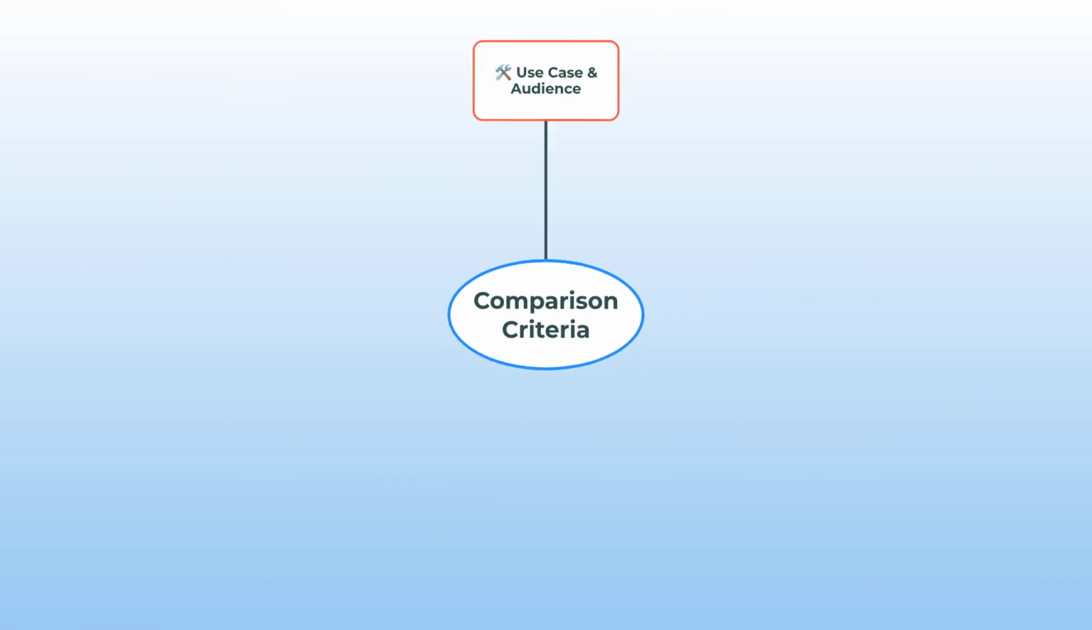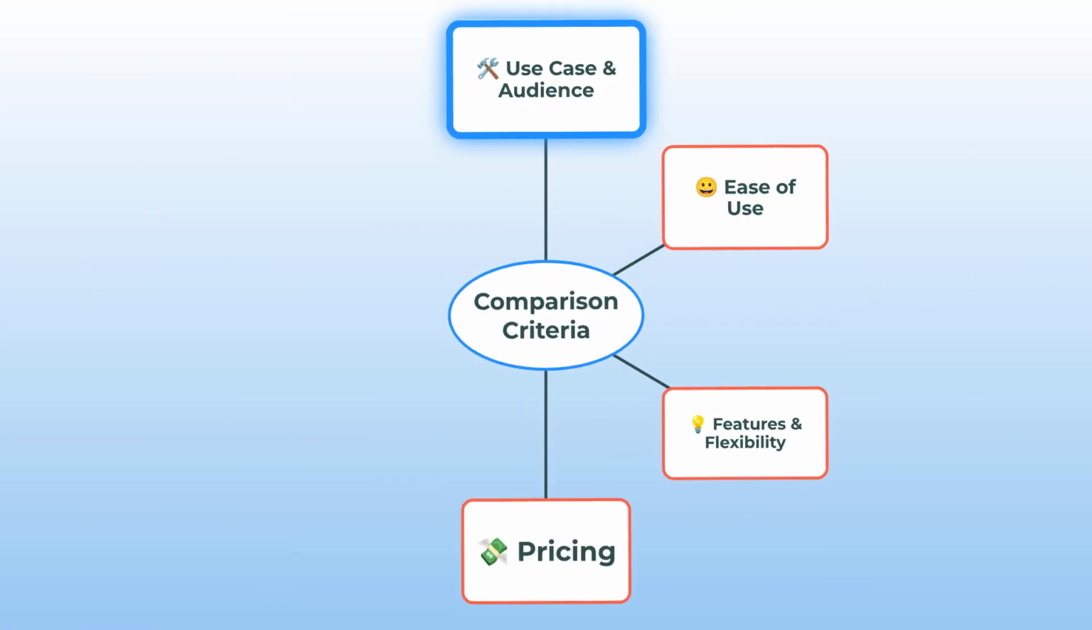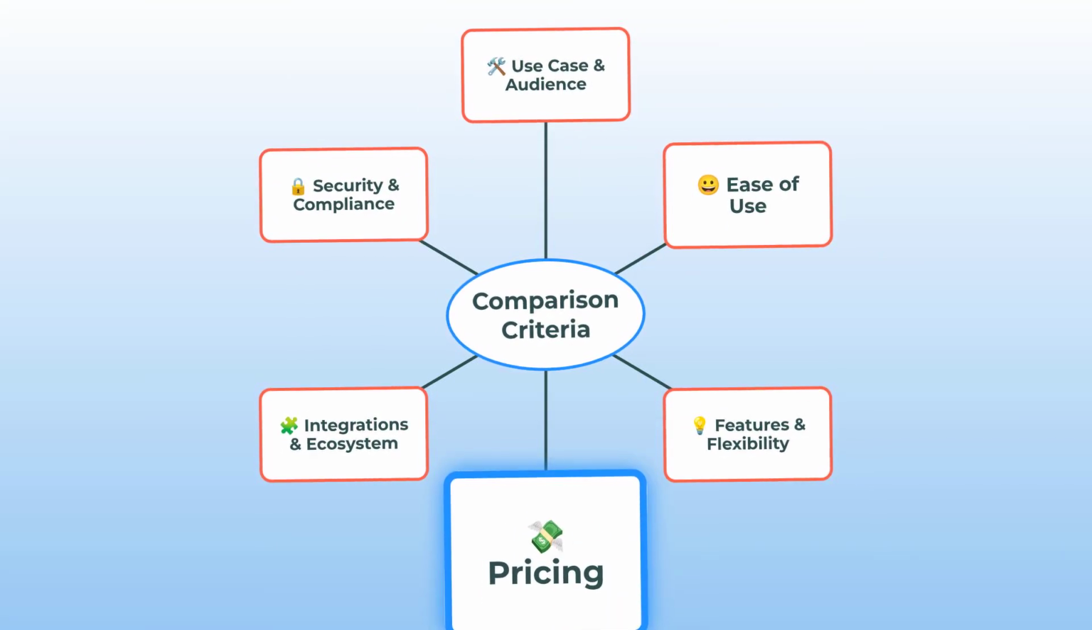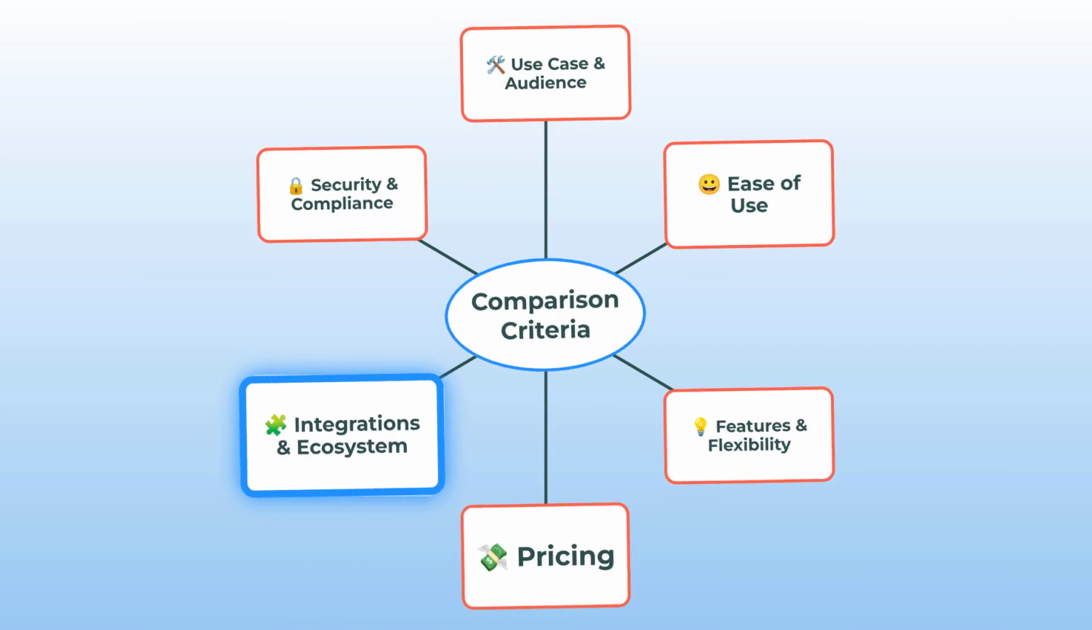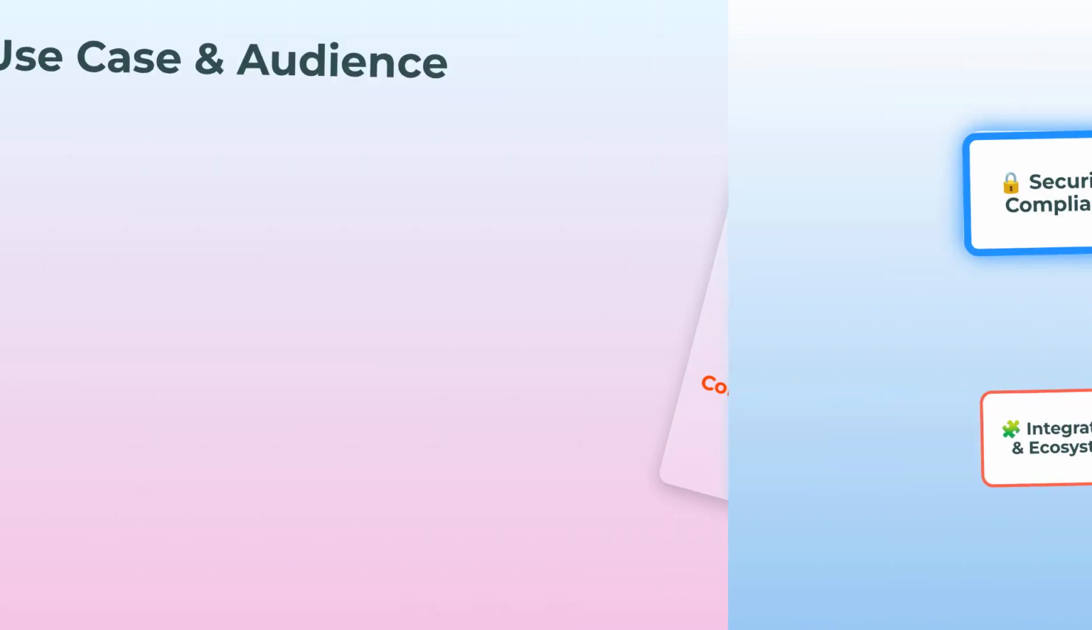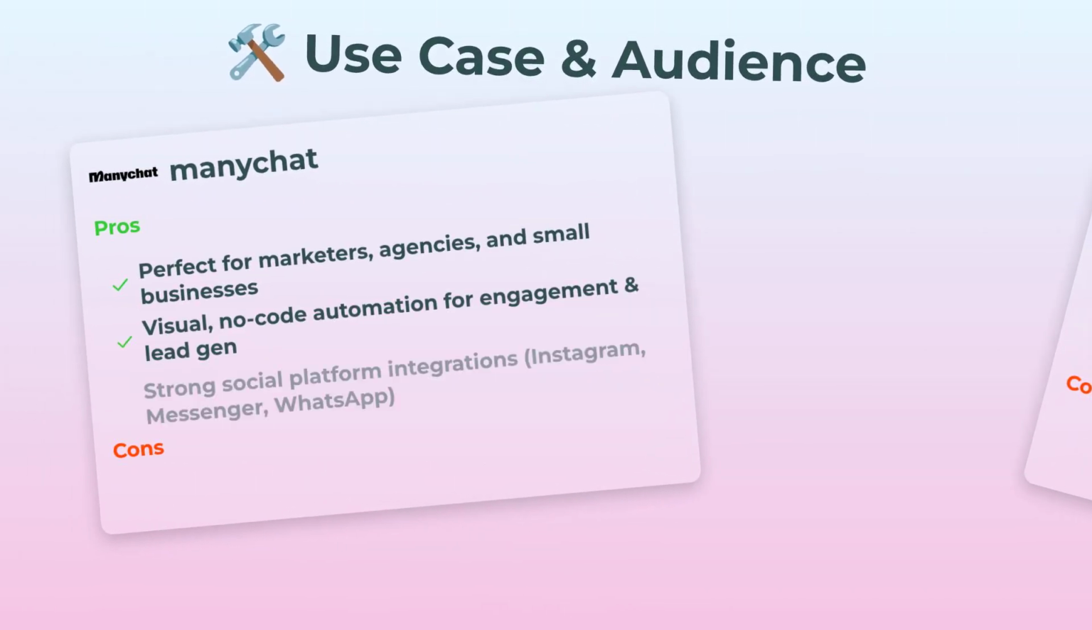So before we start, here's the mind map of what we're going to cover. Use case and audience, ease of use, features and flexibility, pricing, because yeah, we all care, integrations and ecosystem, and security and compliance. I'm going to walk you through each one by one. Let's kick things off with use case and audience.